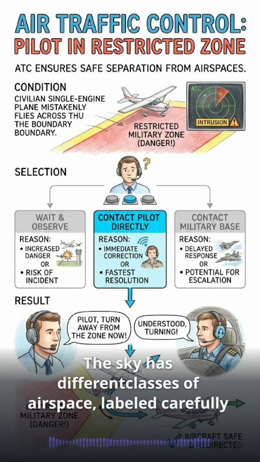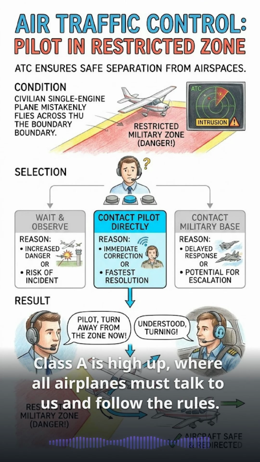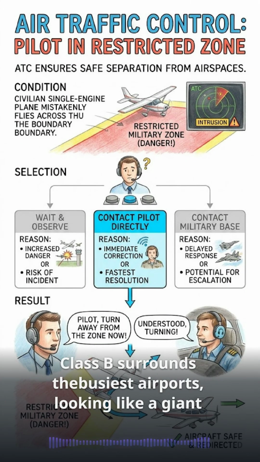The sky has different classes of airspace, labeled carefully with letters from A down to G. Class A is high up, where all airplanes must talk to us and follow the rules. Class B surrounds the busiest airports, looking like a giant upside-down wedding cake of protection. You need special permission to enter Class B, because there is so much traffic flying there.